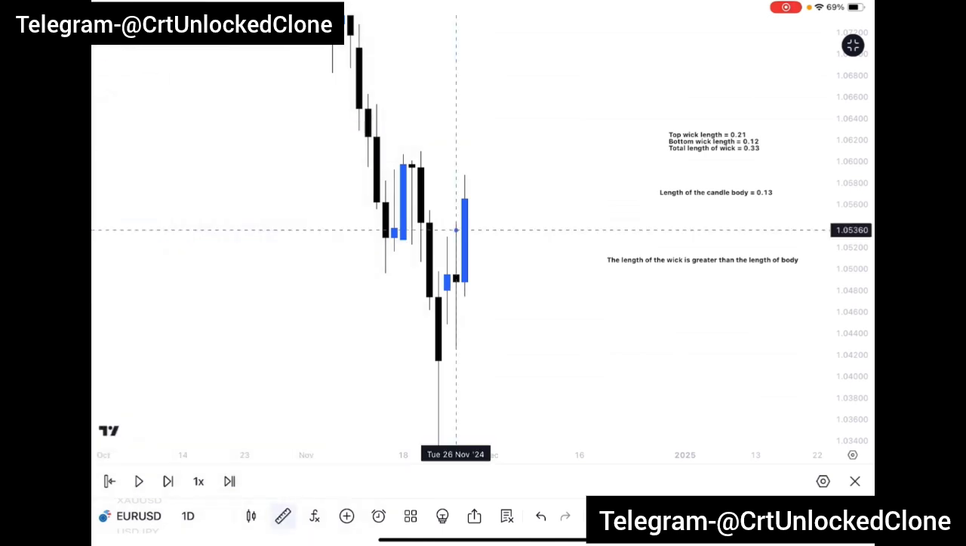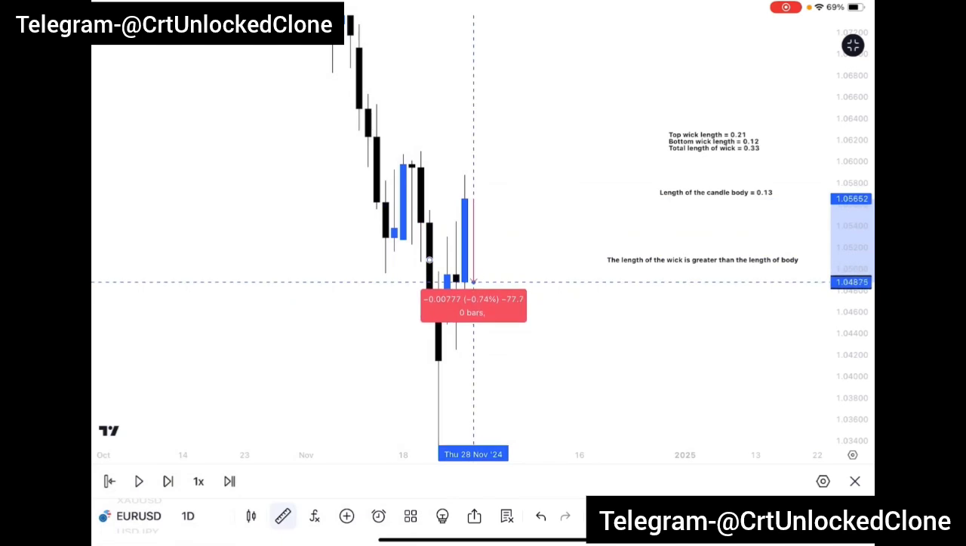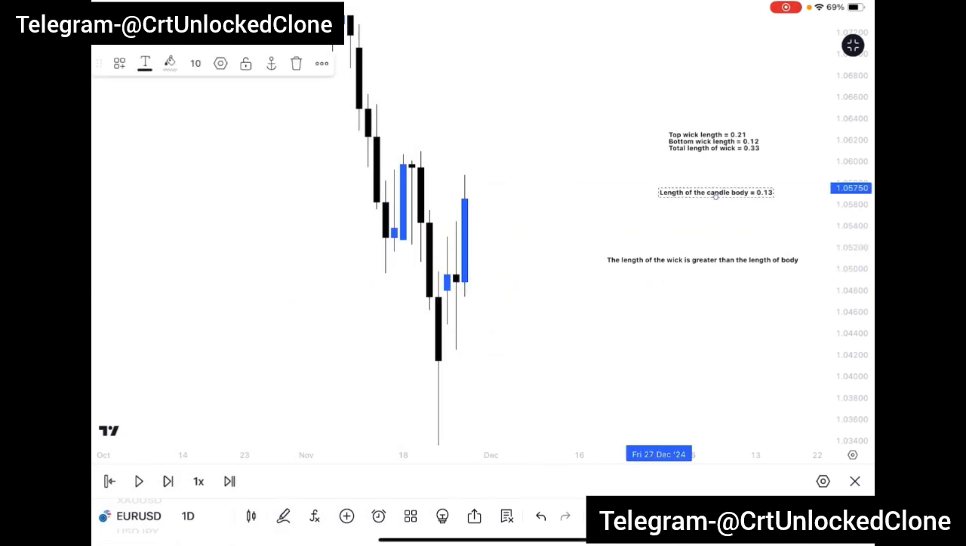So now let's measure the length of the body of the same candle. By measuring, we got the length of the body is 0.74.